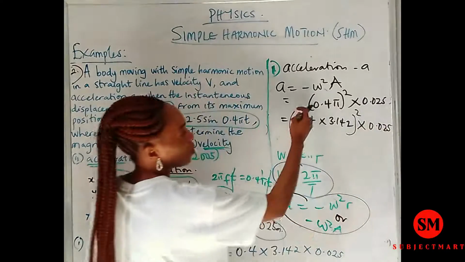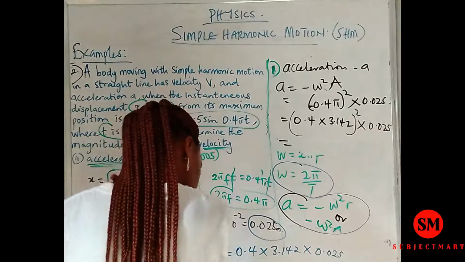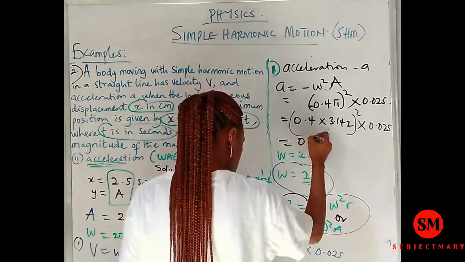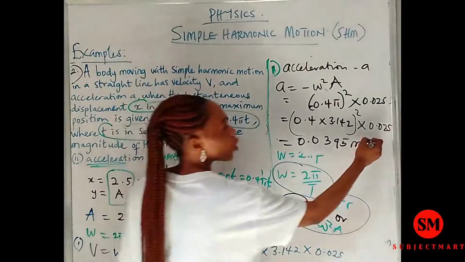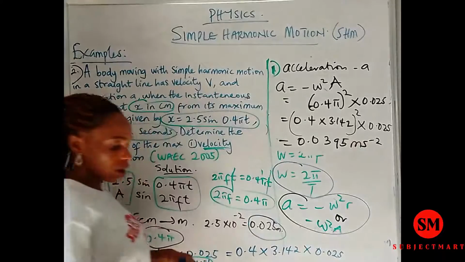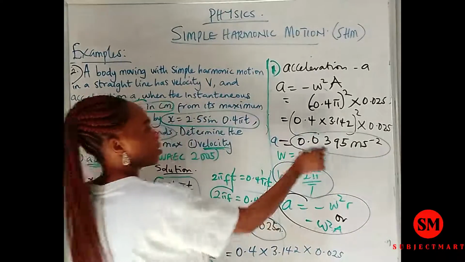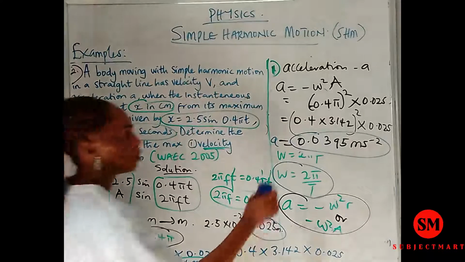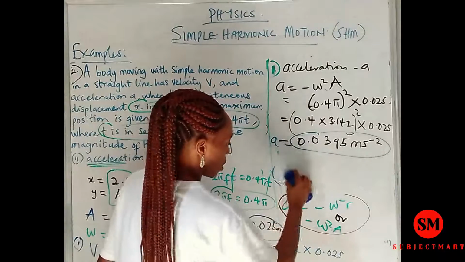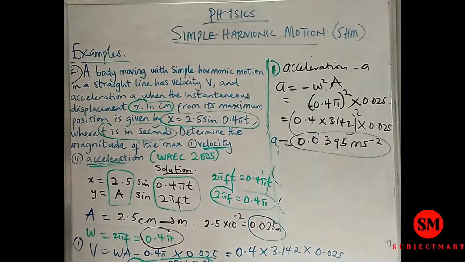By the time you square the minus, it becomes plus. So we have positive, not negative. So altogether we have 0.0395 meters per second squared because it's acceleration. The unit of acceleration is meters per second squared. So our a is equal to 0.0395 meters per second squared. So I want to believe that the solution is very, very clear to us.